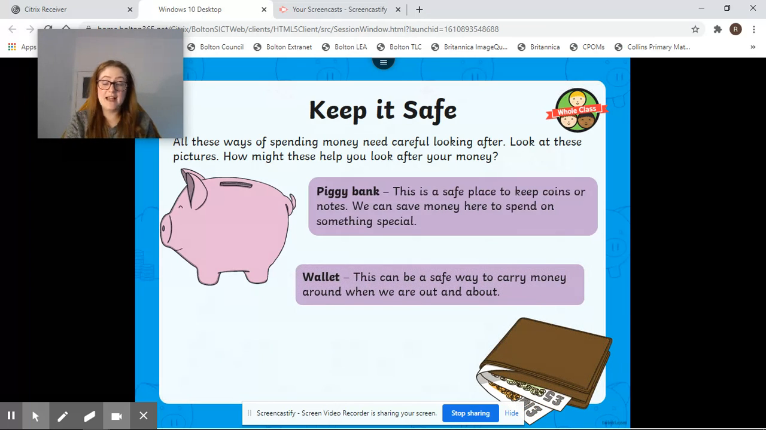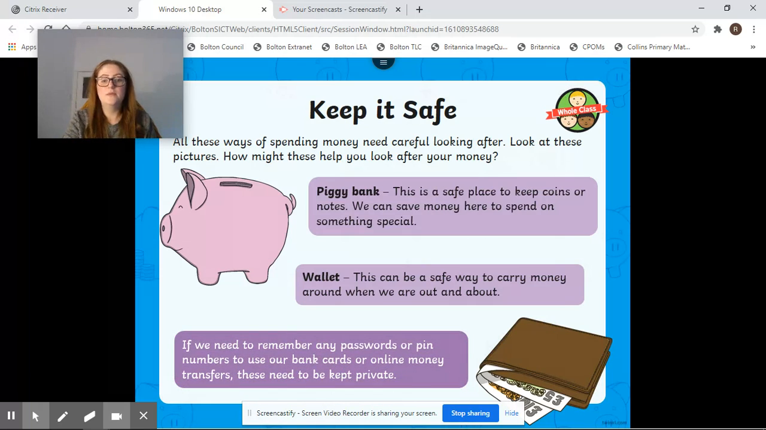And mums and dads will have these. So there are wallets and purses. So say if you're going to the shops, you might pop your money or your card in your purse or your wallet and keep it safe when you're walking around. So you're not walking around with it in your hand, because that's not safe. Someone might be able to pinch it. So you keep it safe and hidden away.